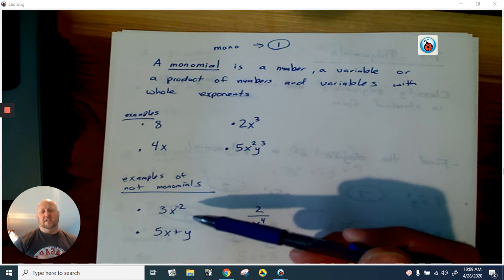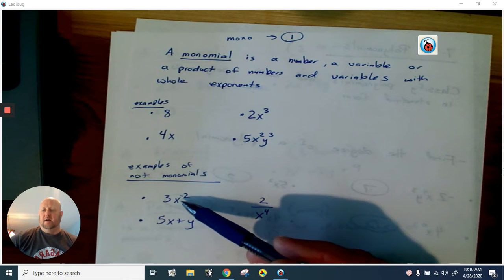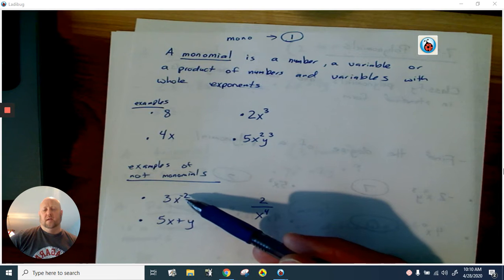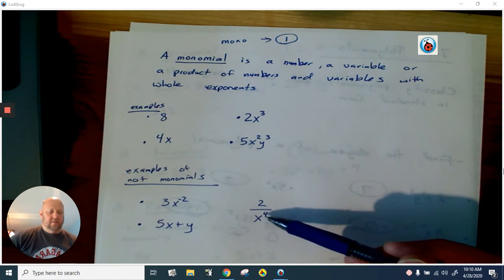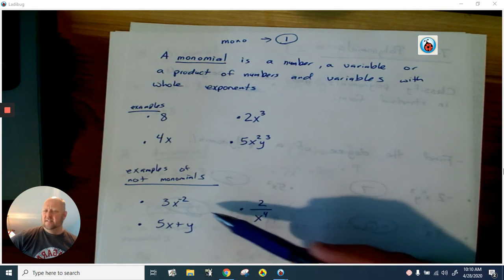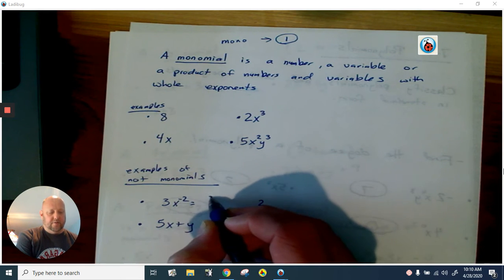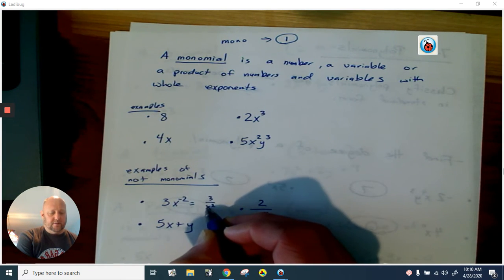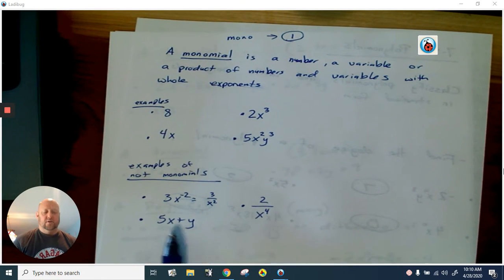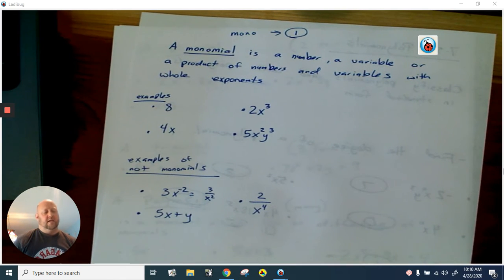Now, some things that are not monomials would be things like 3x to the negative second power, because the exponent has to be a whole number, has to be positive as well. No decimals, no negatives. This would be another example of not a monomial because you could rewrite 3x to the negative 2 as 3 over x squared. That's our exponent property we learned a couple sections ago. So, those are examples. This has multiple terms because it's separated with a plus or a minus. These are not monomials, okay?